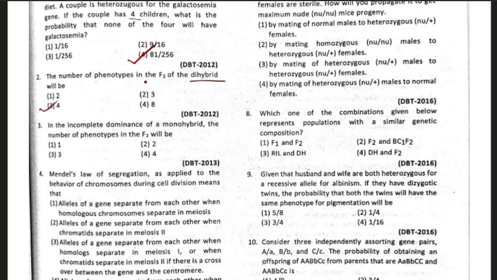The resultant ratio is 9 is to 3 is to 3 is to 1. So one phenotype has 9 types of genotype, another phenotype has 3 types of genotype, another phenotype has 3 types of genotype, and another phenotype has 1 type of genotype. So 4 types of phenotype can be present.